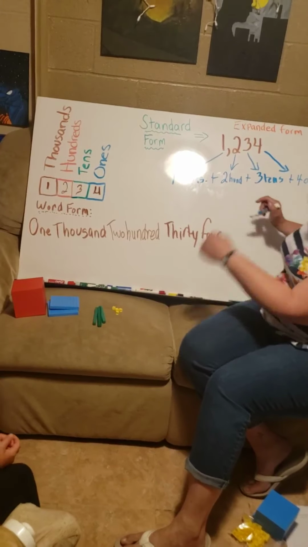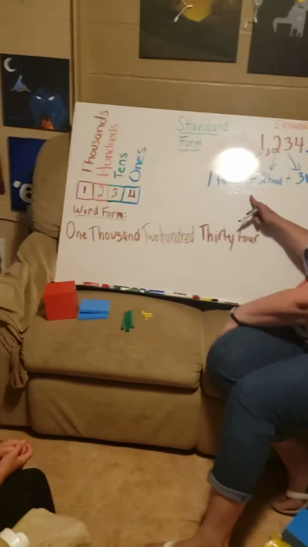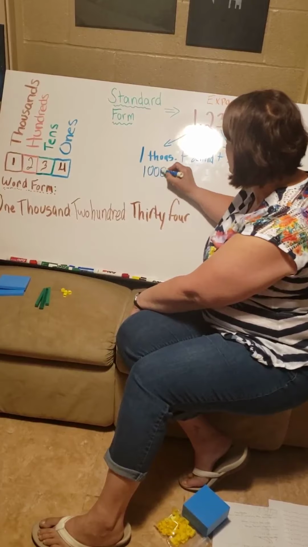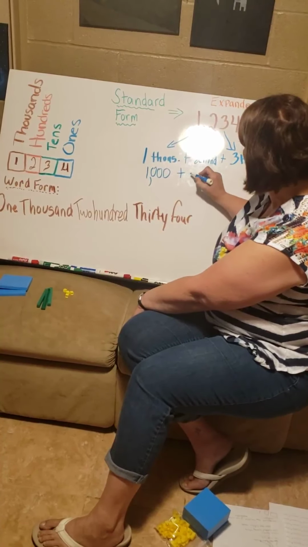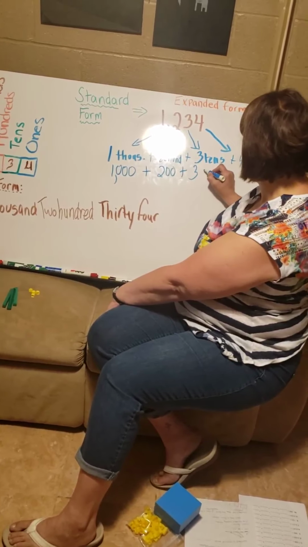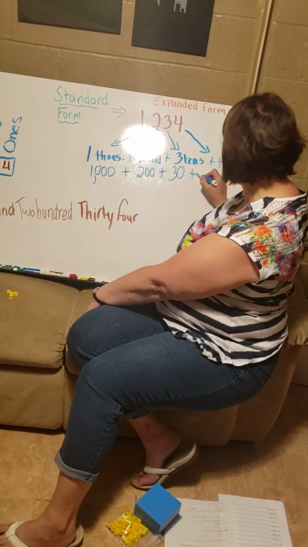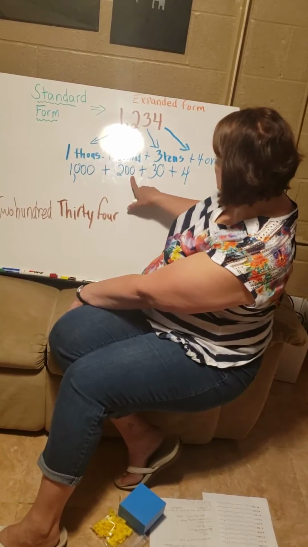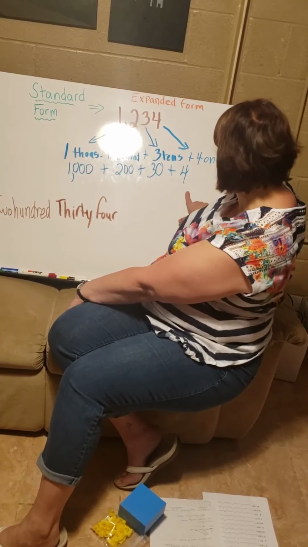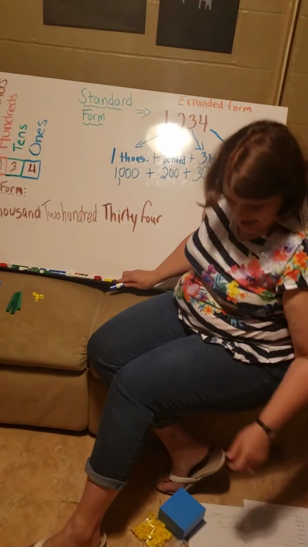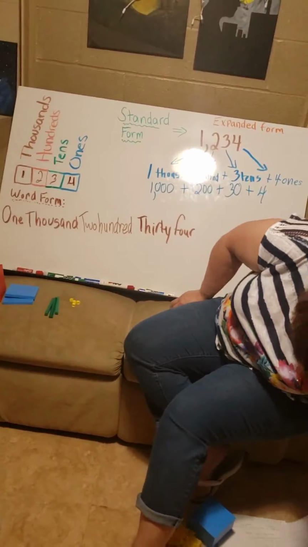Okay. But sometimes you don't want to look at the words. It gets kind of confusing. So we can actually go like this. We can write it out as 1,000 plus 200 plus 30 plus 4. Awesome job. So we have our 1,000, our 200, our 3 tens, and our 4 ones. That's what we have right here, right? Awesome.